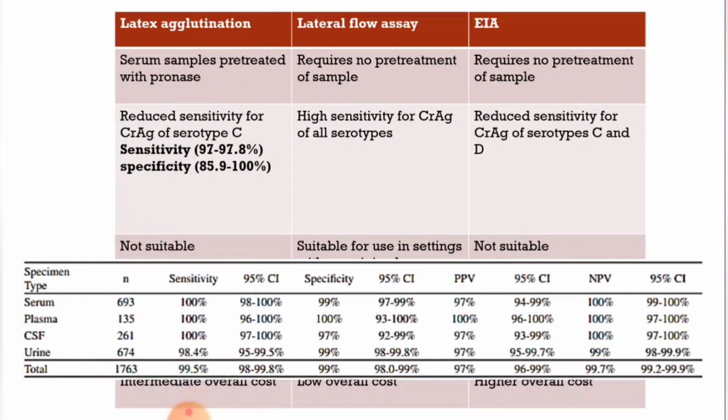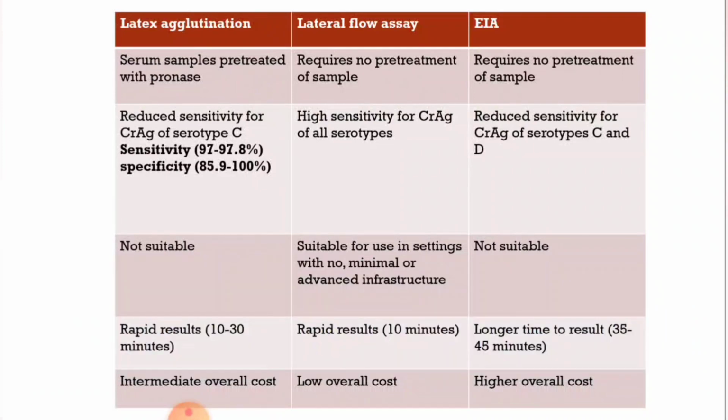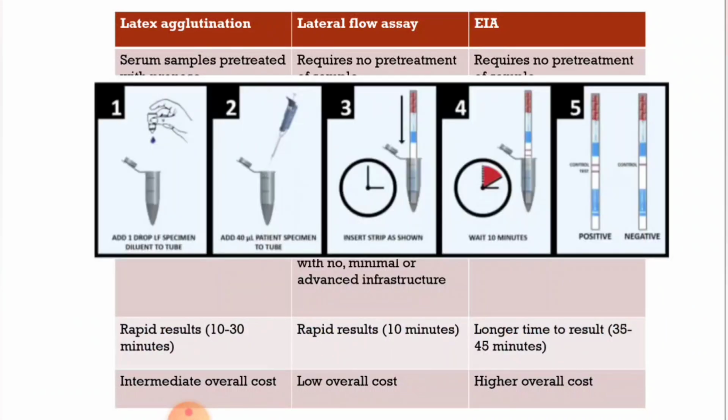Compared to latex agglutination, the sensitivity is high, around 97 to 97.8%, but the specificity is relatively lower depending upon the type of sample. Enzyme immunoassay is a longer procedure and requires a good lab to do it, so that is not preferred. So lateral flow assay is the answer. These are the various steps.